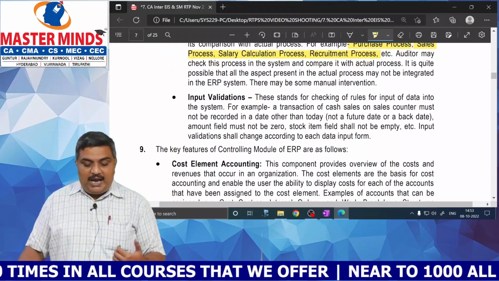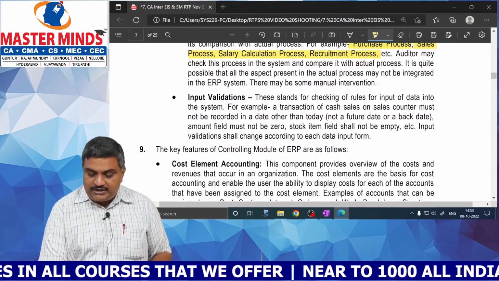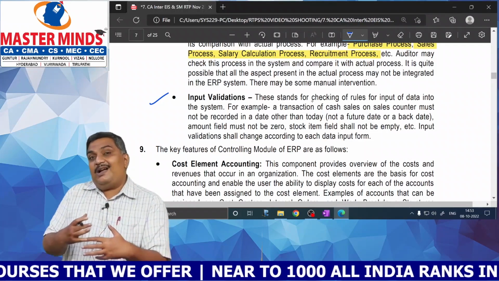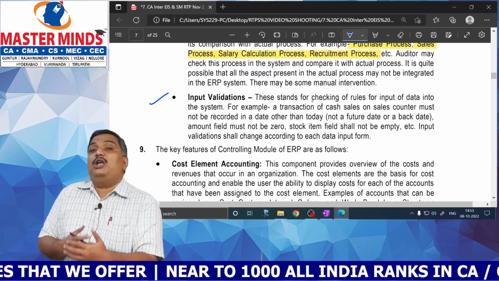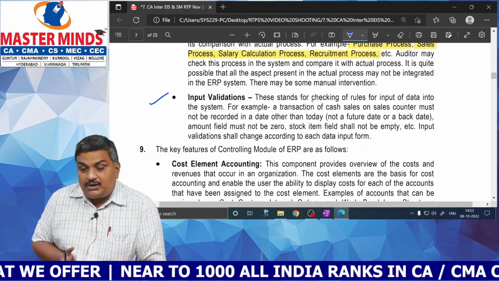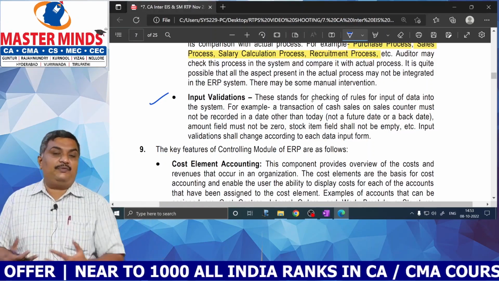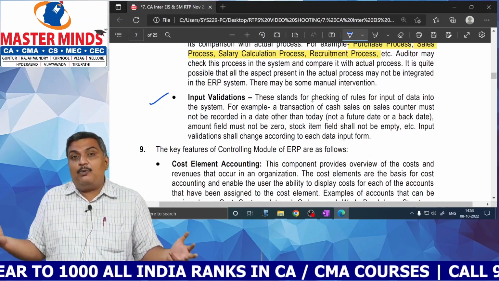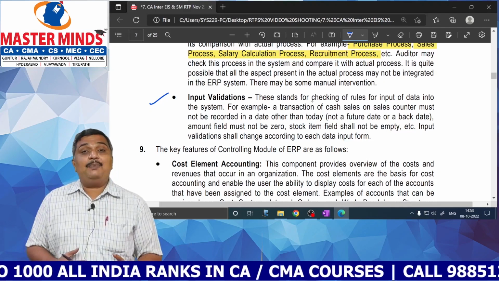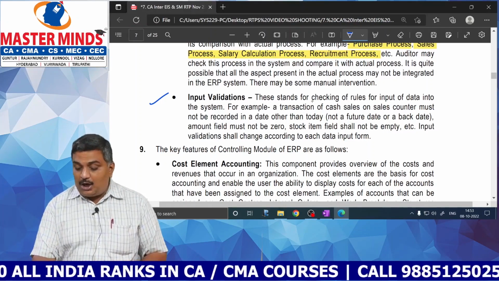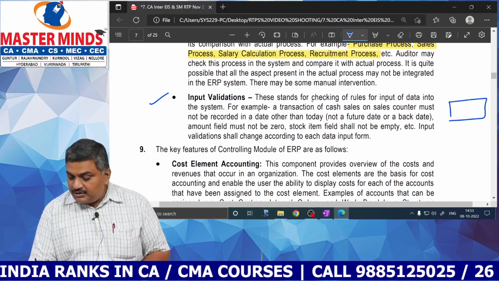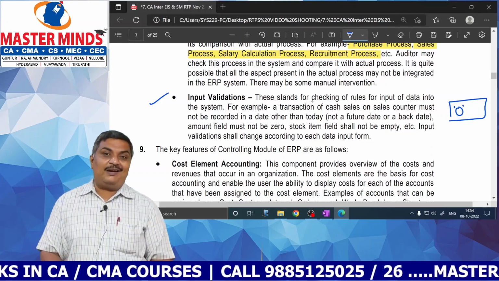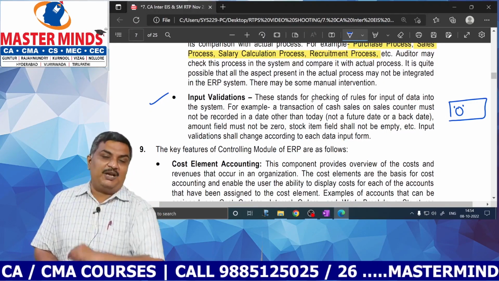And the next one, input validations. Input validations means what? Mr. Karan has to enter the data and check the rules of input, whether they are being followed or not. He has to check the validity of the data. He has to check whether all the input controls are functioning properly or not. Say for example, in a particular column, 0 should not be entered. Now what Mr. Karan has to do? He has to enter 0 there and check whether the system is accepting it or not.